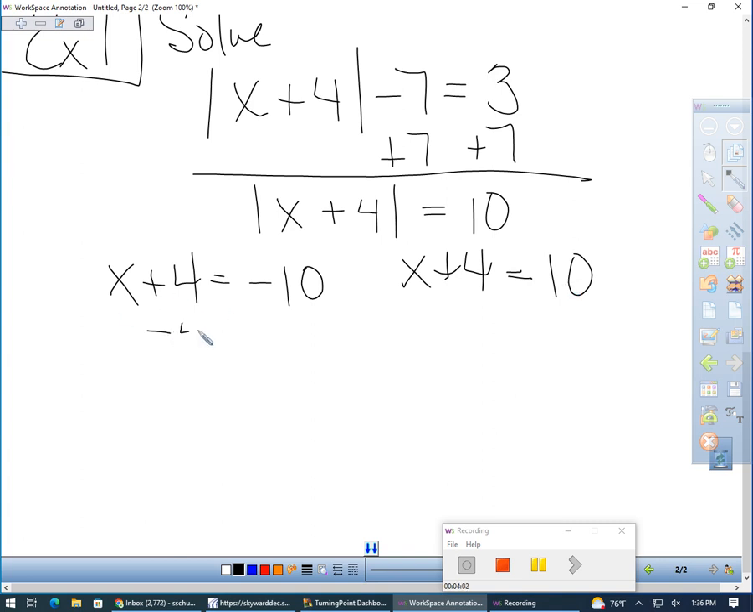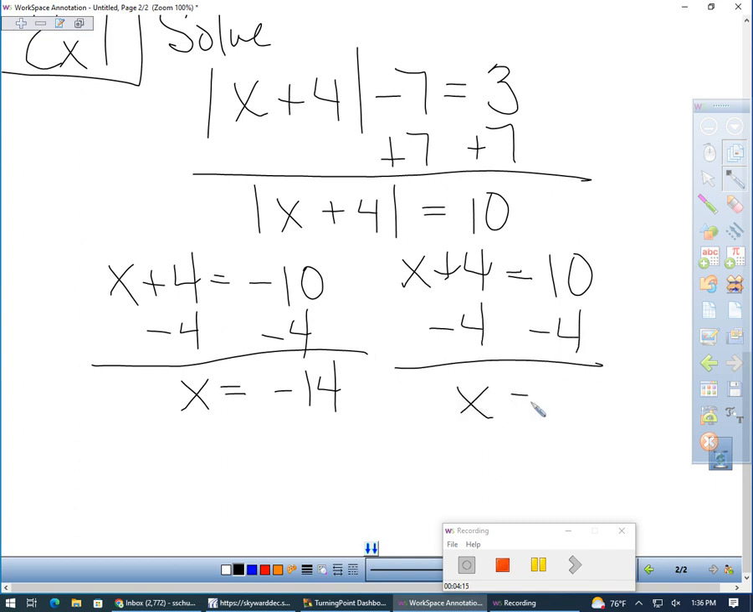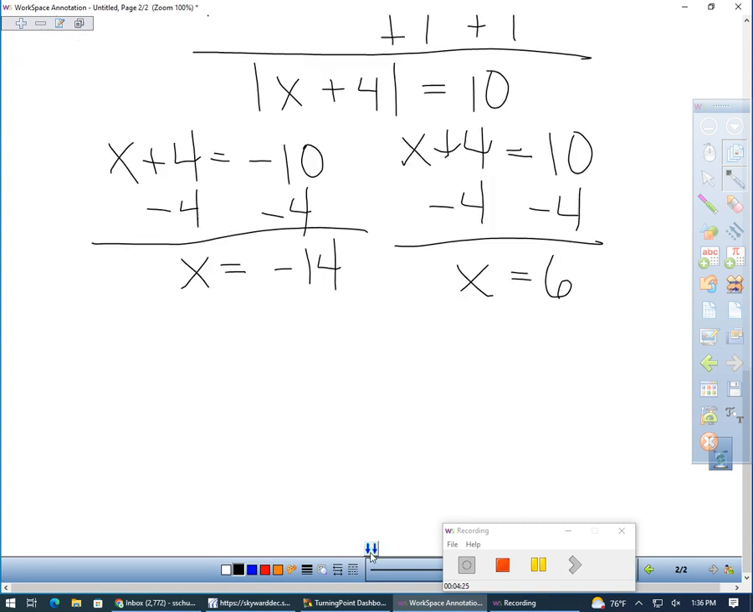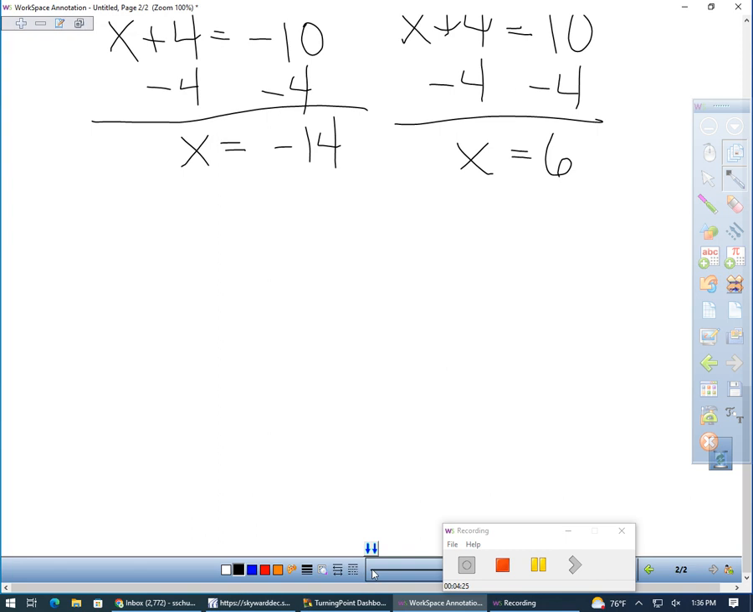So to solve this, I'm going to subtract 4 from both sides. So I have x is equal to negative 14. Over here, I'm going to subtract 4 from both sides, and I get x is equal to 6. Does this sound familiar? Yes, good. All right, let's try another one, but we've got to make it tougher. Example number 2.